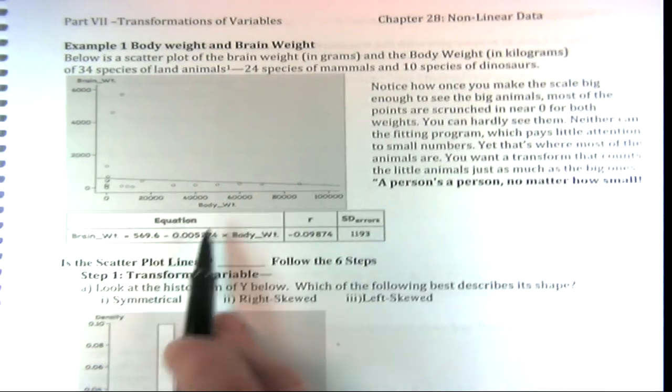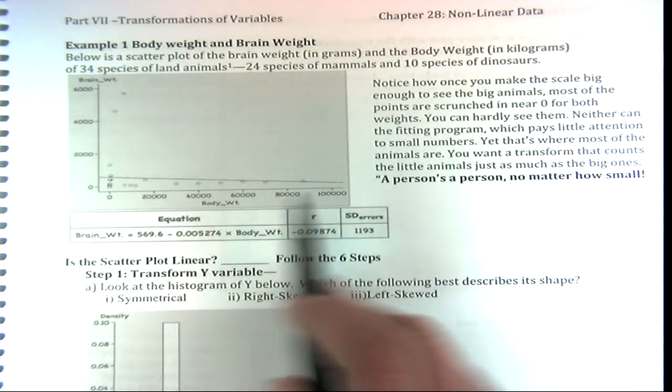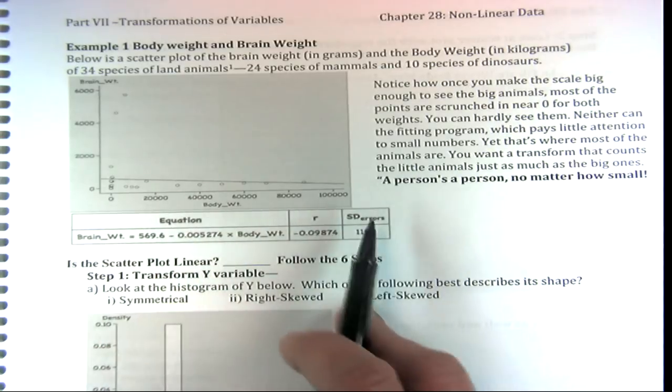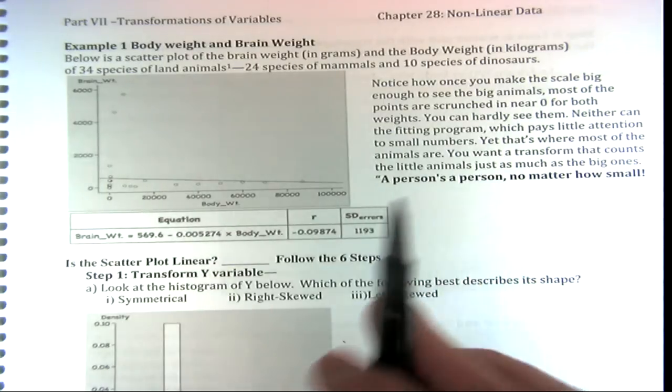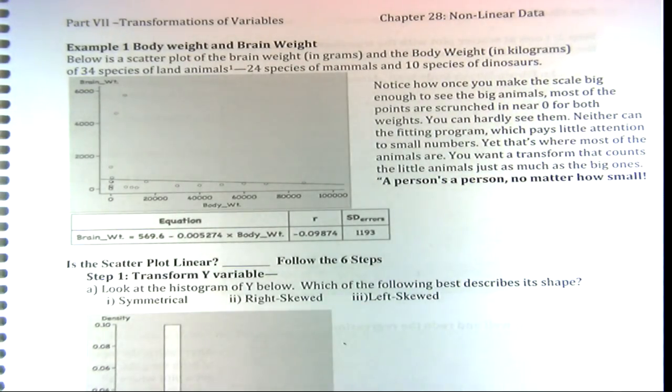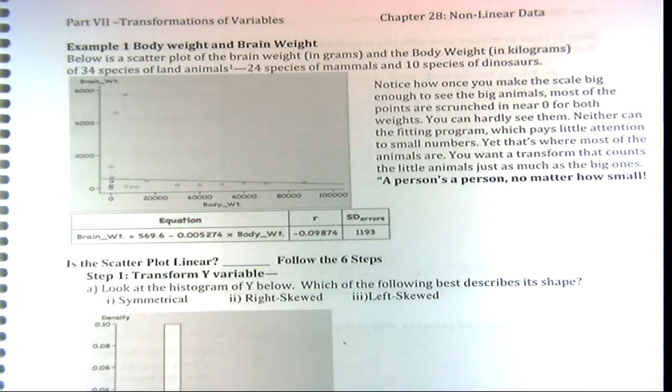We want to see the relationship between body and brain for all the animals. Whenever I think of this, I always think of the Dr. Seuss book, Horton Hears a Who. "A person's a person, no matter how small," the people down in Whoville. It's a wonderful book if you've never read it. It's a children's book, and it's my favorite Dr. Seuss book. You have to really have elephant-type ears to hear these tiny little animals; basically, you have to do a log transform so that the little animals can be heard.